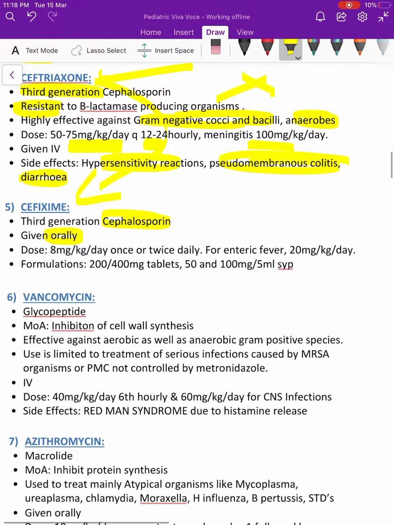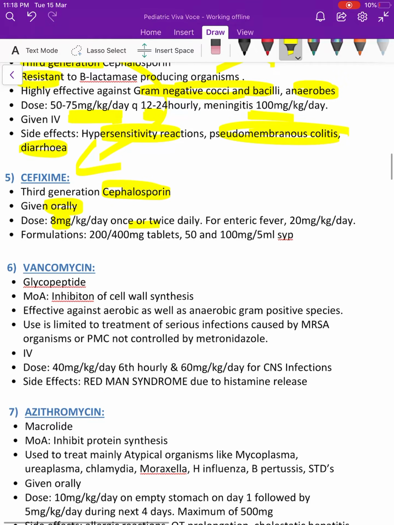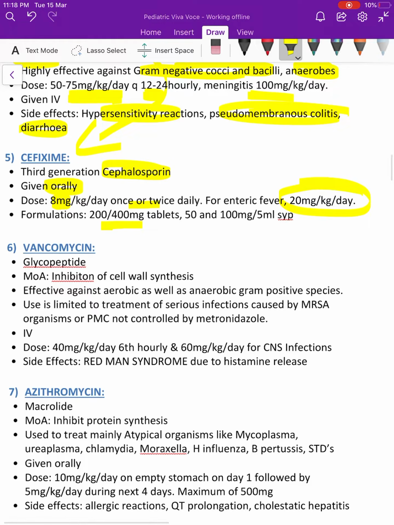Rest all, mechanism of action, everything is similar to ceftriaxone, okay, because this is also a third generation cephalosporin. Dosage is 8 mg per kg per day once, or usually given twice daily. If we are using it for enteric fever, then a higher dose has to be given, that is 20 mg per kg per day. How is it available? 200 or 400 mg tablets, or 50 and 100 mg per 5 ml syrup is also available.